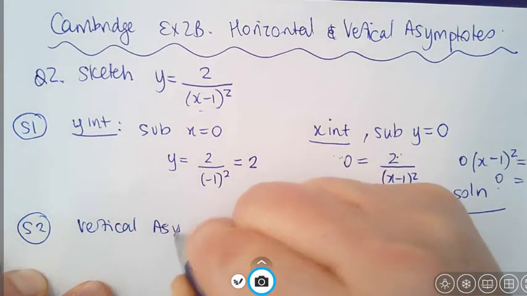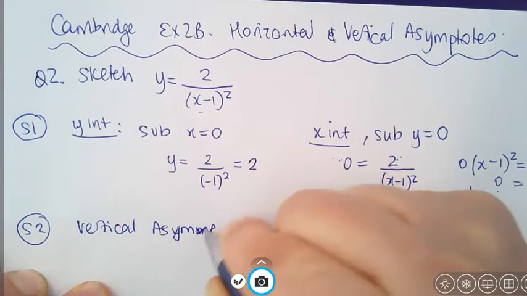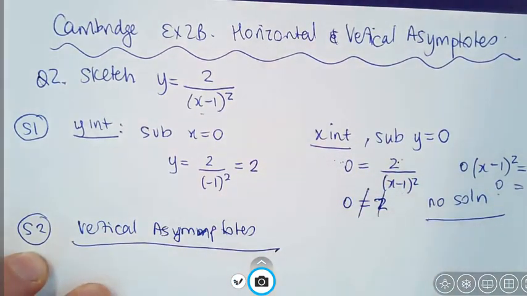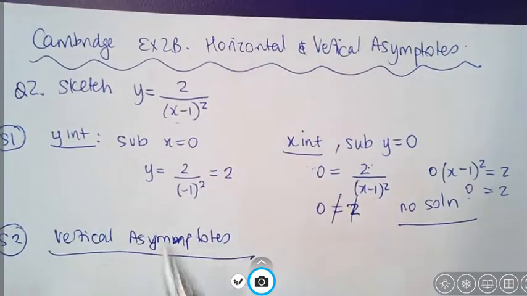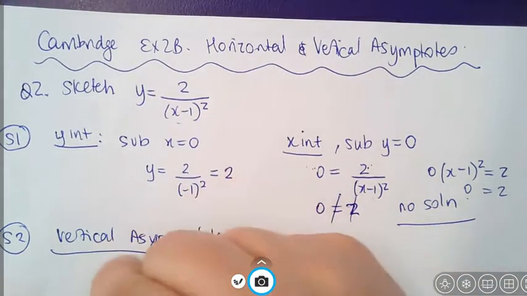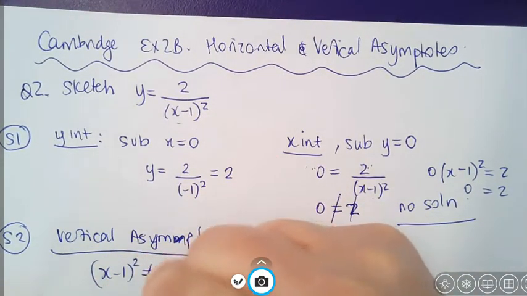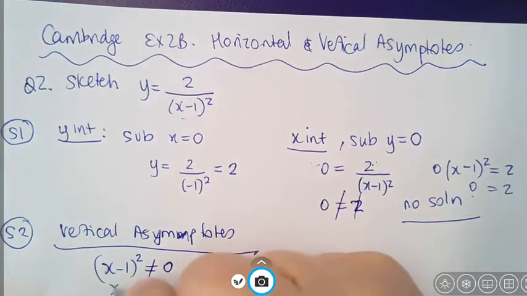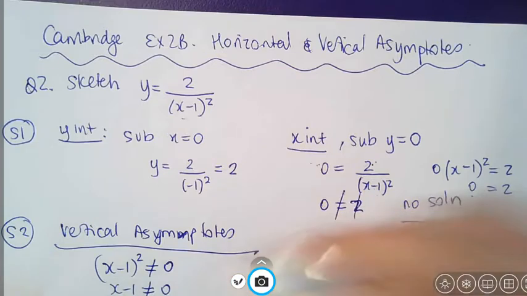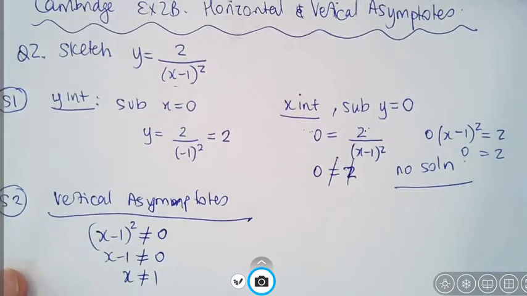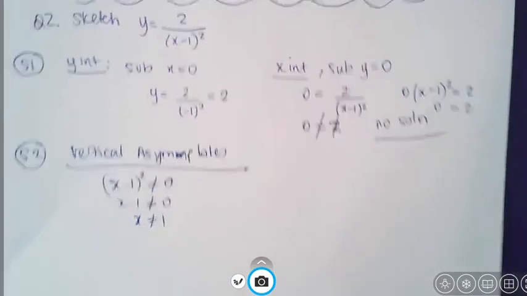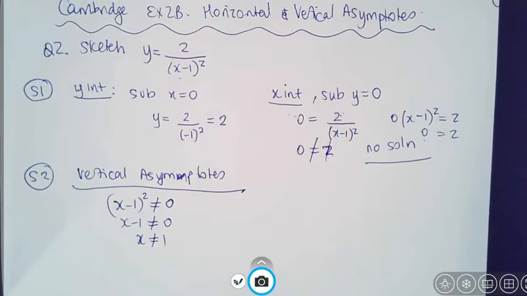Vertical asymptotes are determined by what is on the denominator. Because we know that x minus 1 squared cannot equal 0, are we good? That means that if I square root both sides, x minus 1 can't equal 0. That means that x cannot equal 1. So I've got one vertical asymptote. So what do I know so far about my curve? That my y-intercept is 2 and that I've got a vertical asymptote that's x is 1.